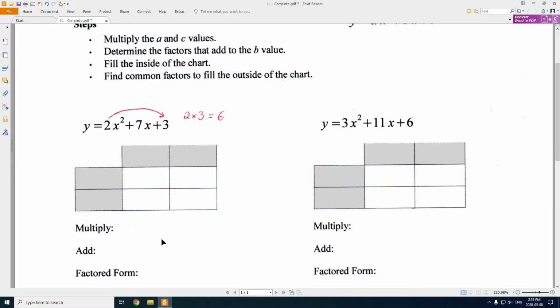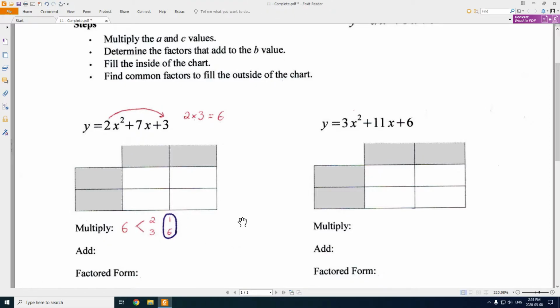So that actually tells me what numbers I'm looking for that multiply. We don't use the last number like we did earlier. We use the a times c, the first times last number. So I'm going to choose a bunch of factors that multiply to 6. Numbers that multiply to 6: 1 and 6, 2 and 3.